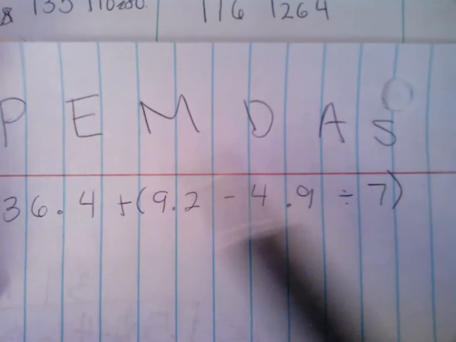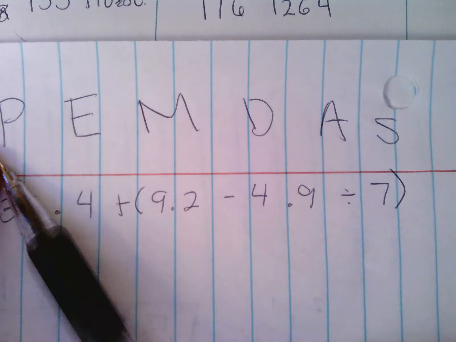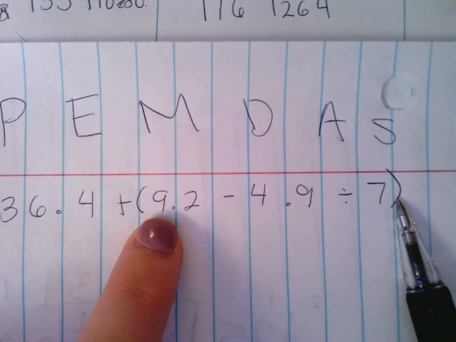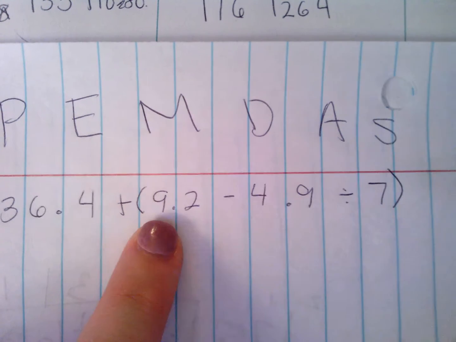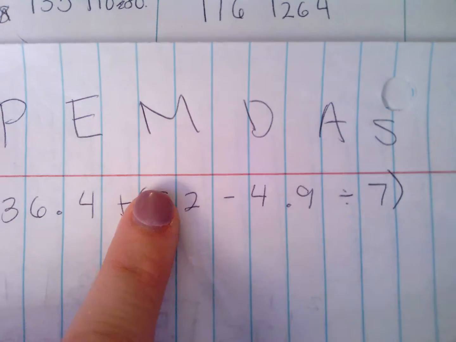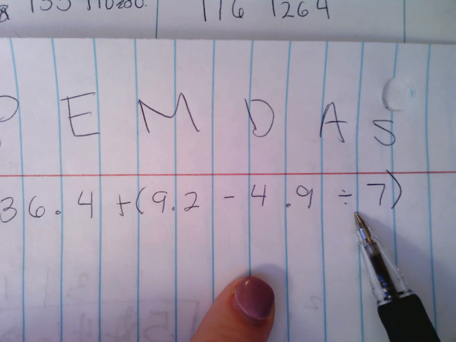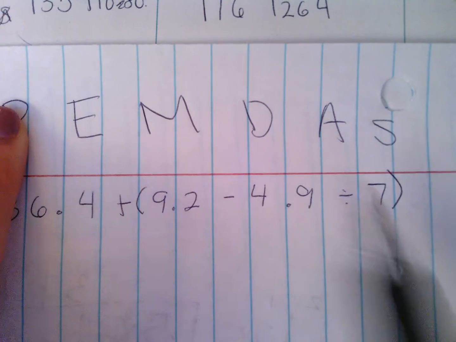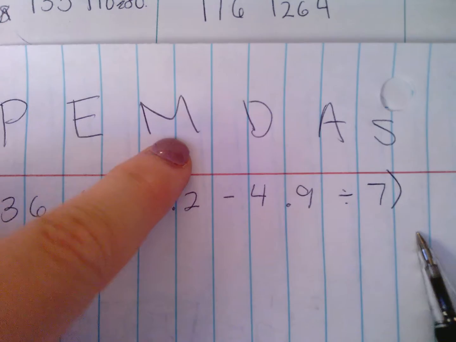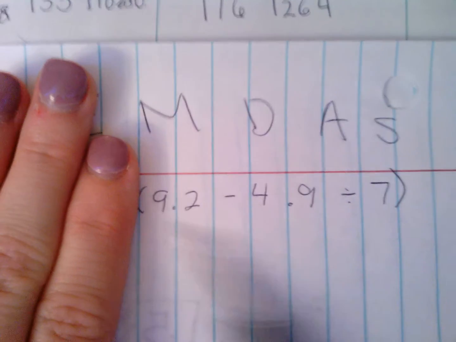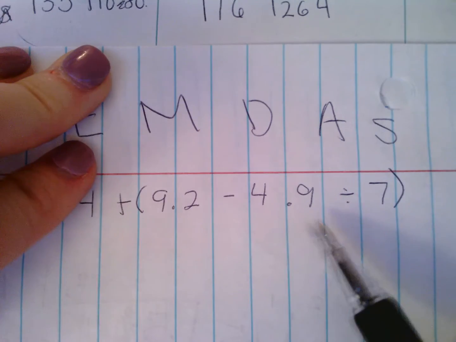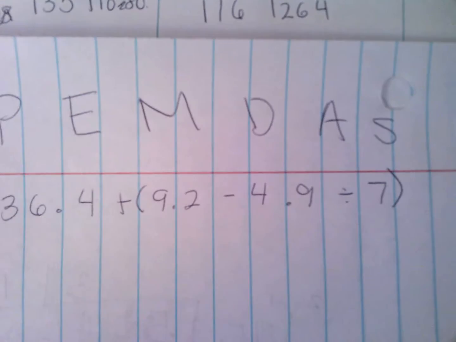All right. First, P stands for parentheses, so we need to do whatever is in these parentheses first. PEMDAS, now we have 2 different types of equations in here. We need to follow PEMDAS. Again, we already found the parentheses. E stands for exponents. We do not have any exponents. M stands for multiply. We do not have any multiplication problems in here. And D stands for divide. So we do have a division problem in here that we need to solve first.